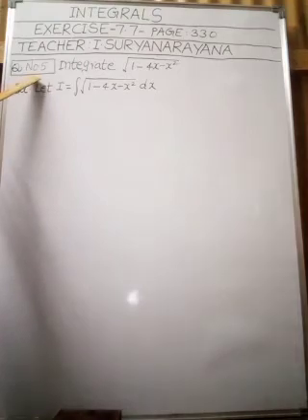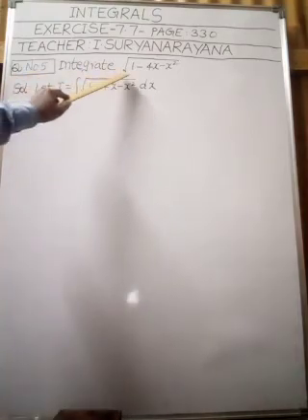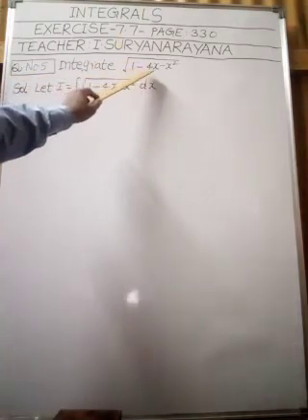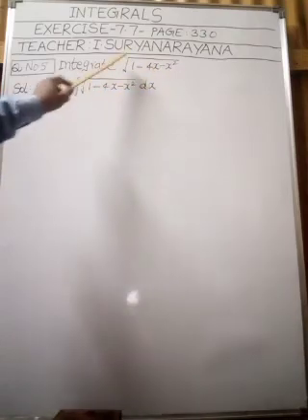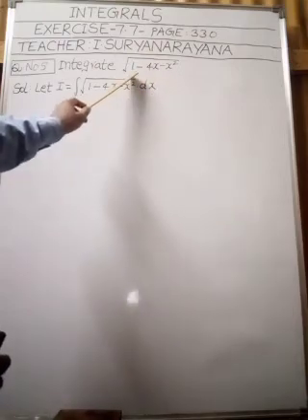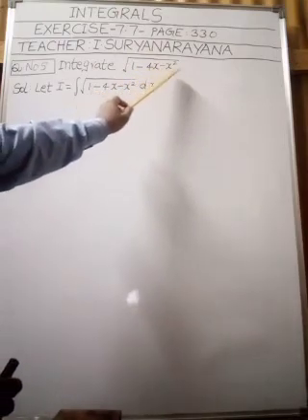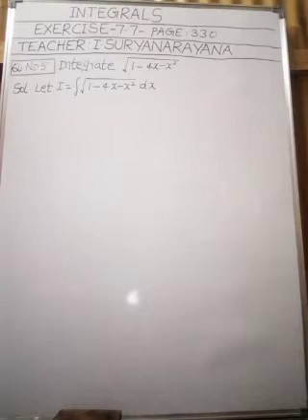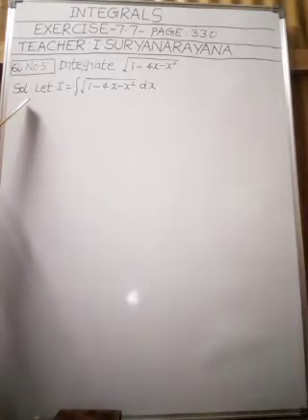Now come to question number 5. Integrate the square root of 1 minus 4x minus x square. Understood this question, my children? We have to find the integral of the square root of 1 minus 4x minus x square dx. Right. Come to the solution part.